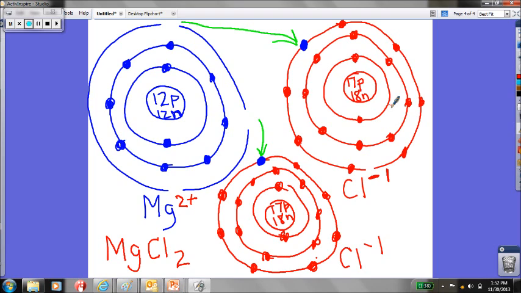So hopefully that gives you a clearer understanding of the 3 types of bonds that we talked about: covalent bonds, polar covalent bonds, and ionic bonds.